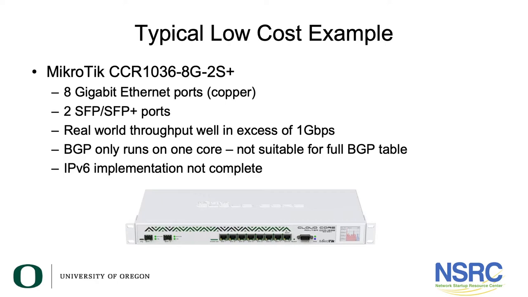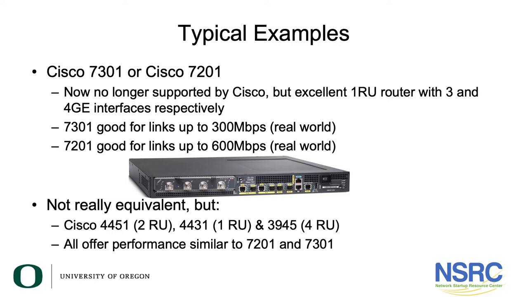Just note that BGP only runs on one core, so running a full BGP table on this might be a bit of a challenge. At the time of making this recording, MikroTik had actually released a software beta which allowed BGP to run on multiple cores of this device. So in future, it might be more suited for the campus border router than it might be right now. Its V6 implementation we find is incomplete, so keep that in mind, especially if your campus has fully deployed IPv6.